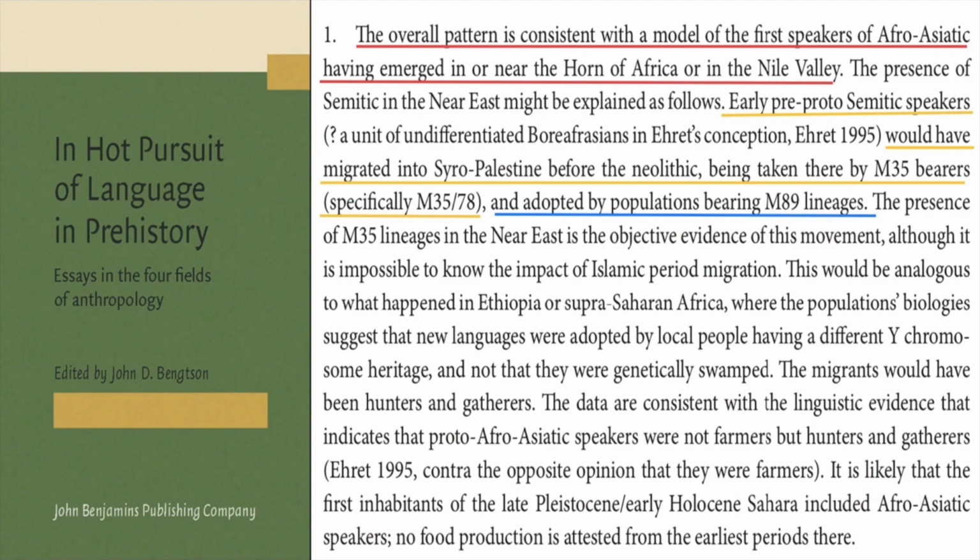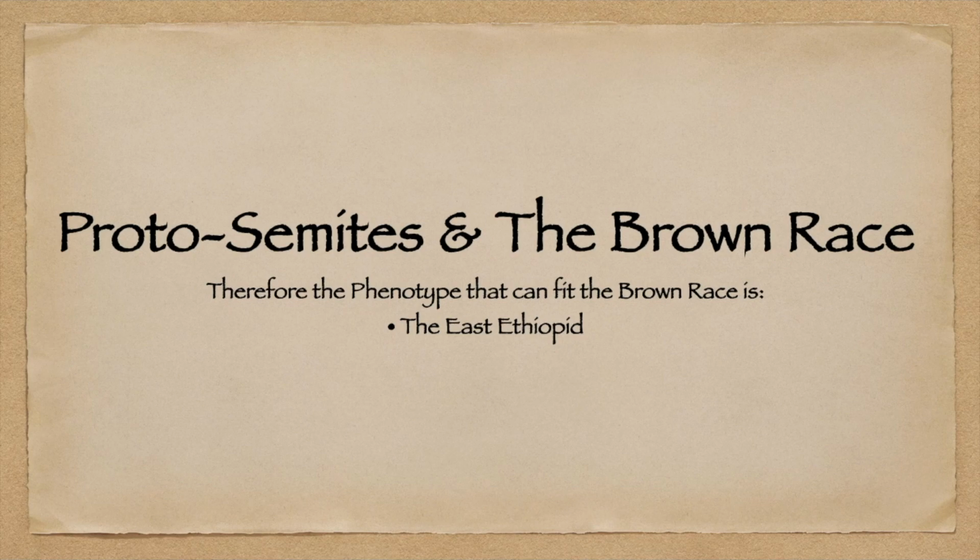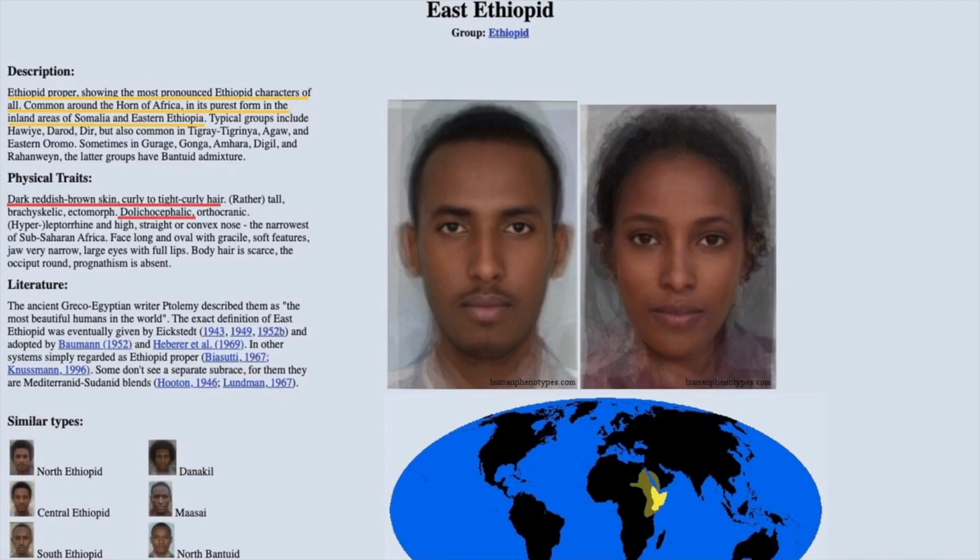And of course, when it comes to haplogroup E, this is one of the believed theories for where E could have come from. The overall pattern is consistent with a model of the first speakers of Afroasiatic having emerged in or near the Horn of Africa or the Nile Valley. Early pre-Proto-Semitic speakers would have migrated into Syro-Palestine before the Neolithic, being taken by their M35 bearers, specifically M35/M78. So, therefore, the phenotype that could fit the brown race is the East Ethiopid proper, showing the most prominent Ethiopic characters of all, common around the Horn of Africa in its purest form in the inland areas of Somalia and eastern Ethiopia.